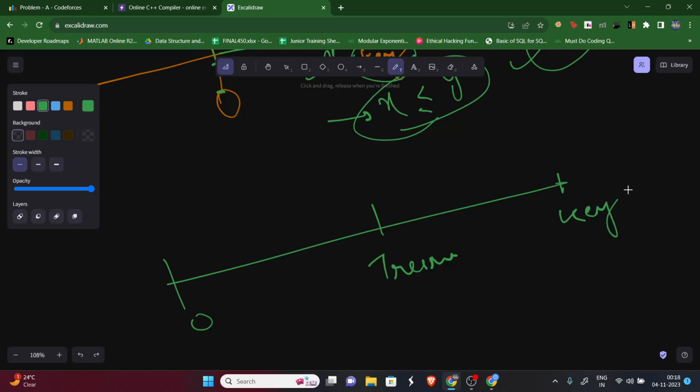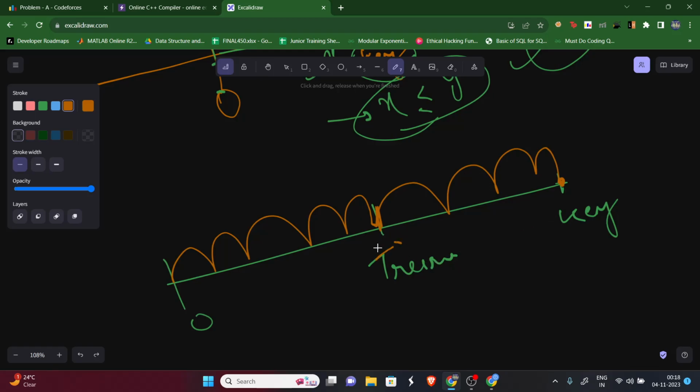Okay, here is the key. Now there are two possibilities. First of all, anyways he will have to reach here, right? He will have to reach here to pick the key. Now there are two possibilities.